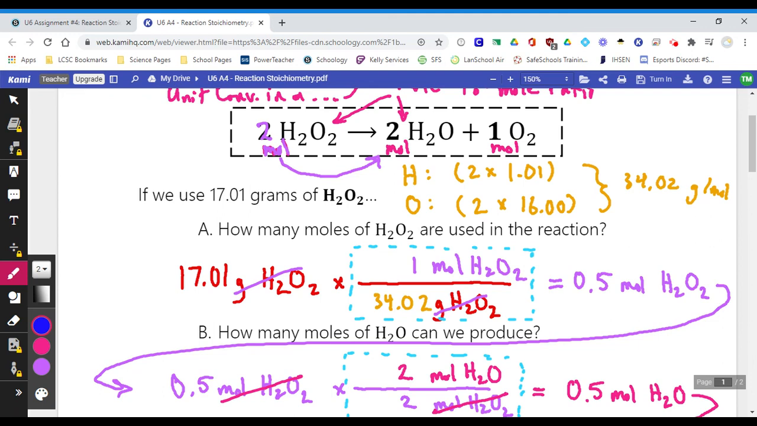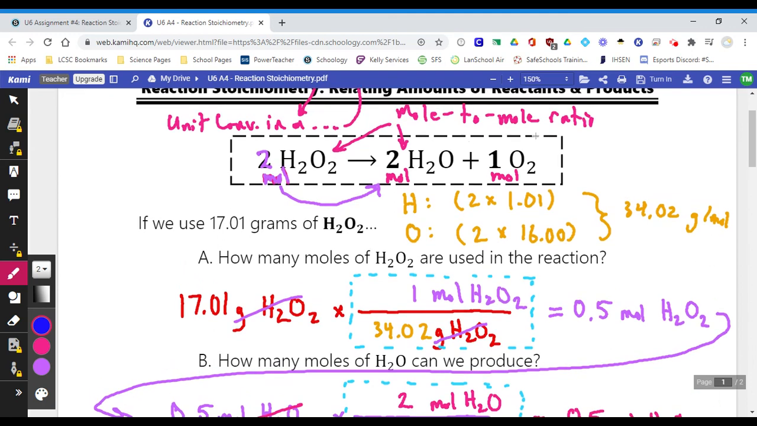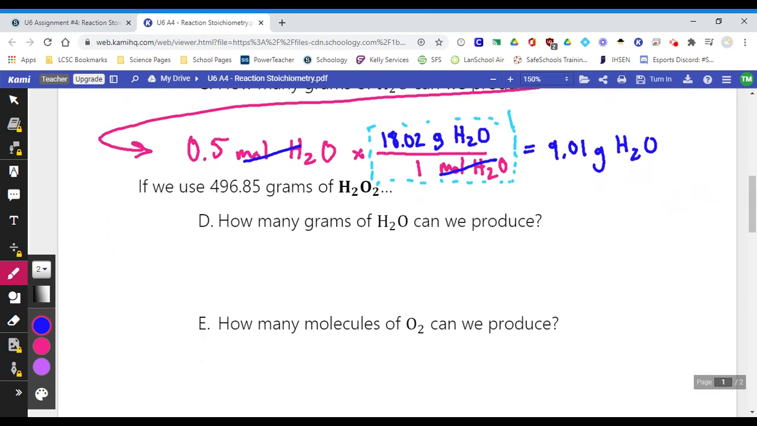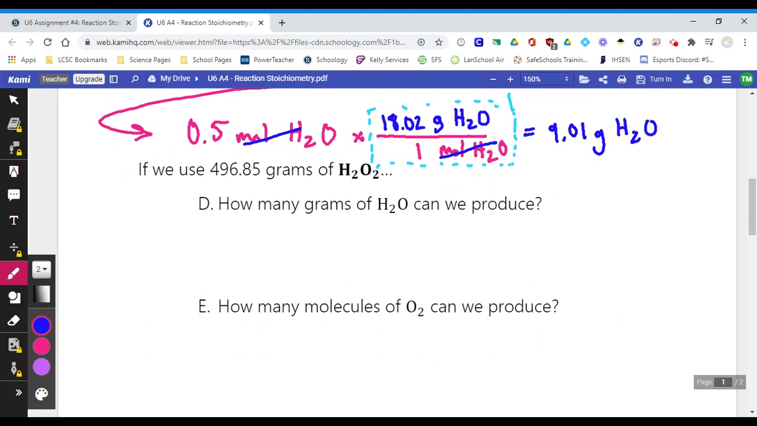Okay? And we can do this for any chemical reaction. As long as we have a balanced chemical reaction equation, we can do this with a mole-to-mole ratio. Okay? That takes us from moles of one chemical to moles of another. Oh, it's so exciting. Let's look at some more examples. Ooh, okay. If we use 496.85 grams of H2O2, how many grams of H2O can we produce?